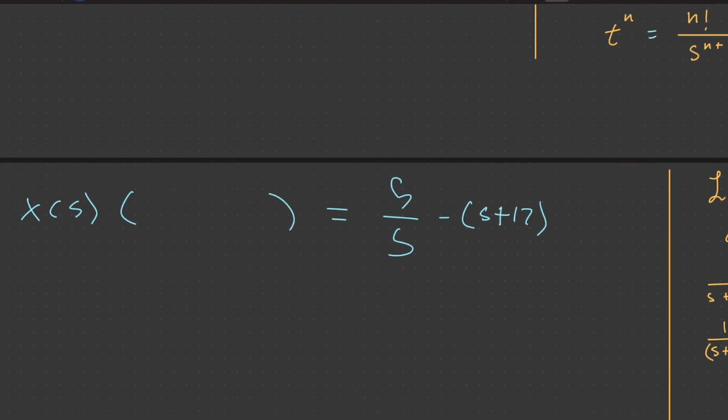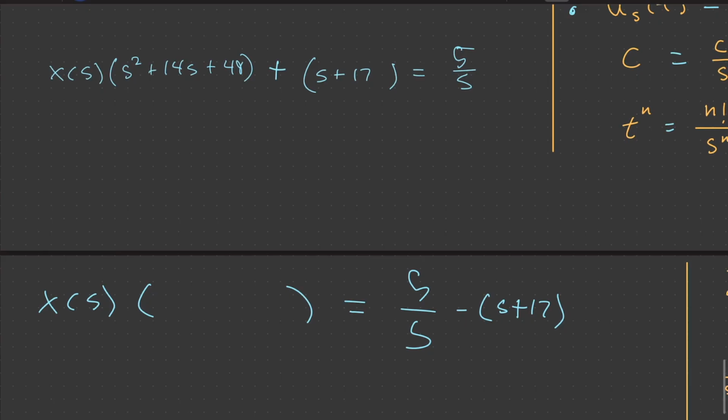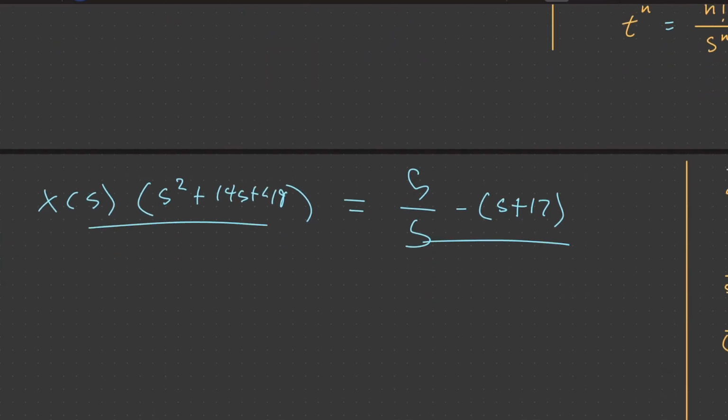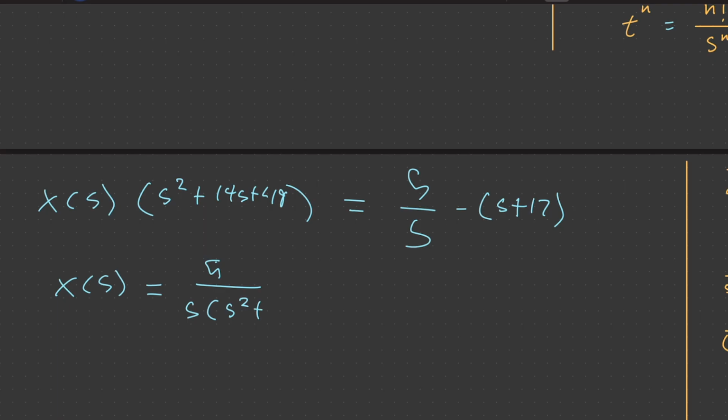And I'm going to keep these separate because this is going to be my forced response and this is going to be my free response. It also tends to make the problem easier to keep it separate. So if you need an incentive to, there's your reason. S squared plus 14s plus 49. And we're basically going to divide both sides by s squared plus 14s plus 49. So X of s will be equal to 5 over s squared plus 14s plus 49, minus s plus 17 over s squared plus 14s plus 49.